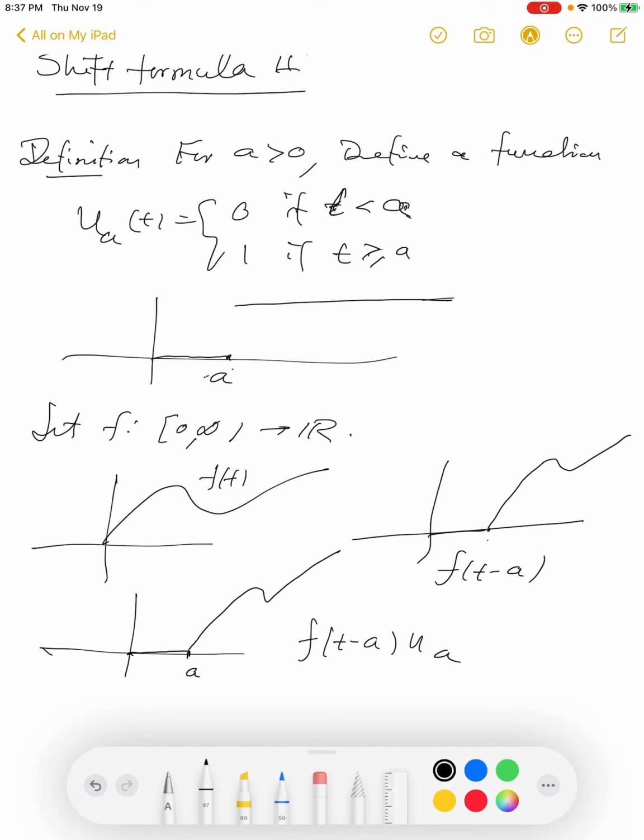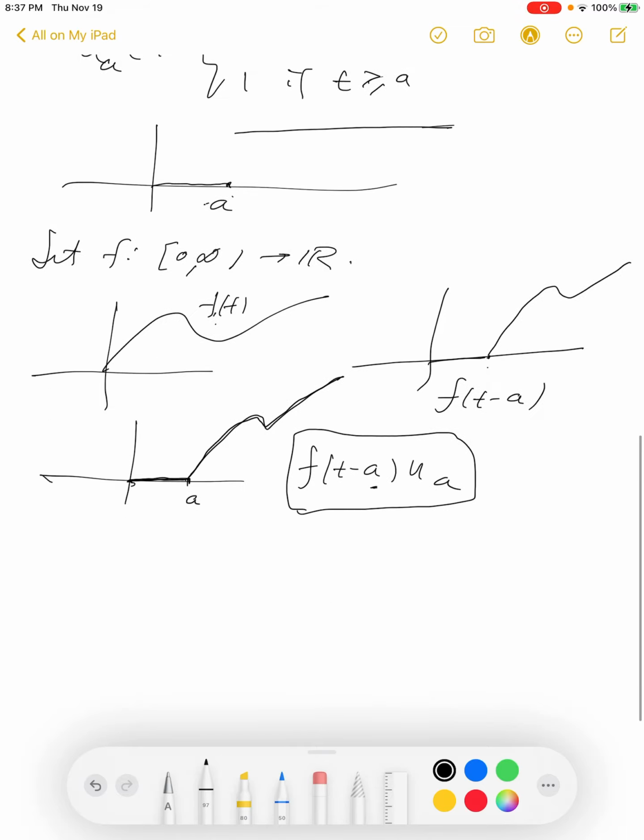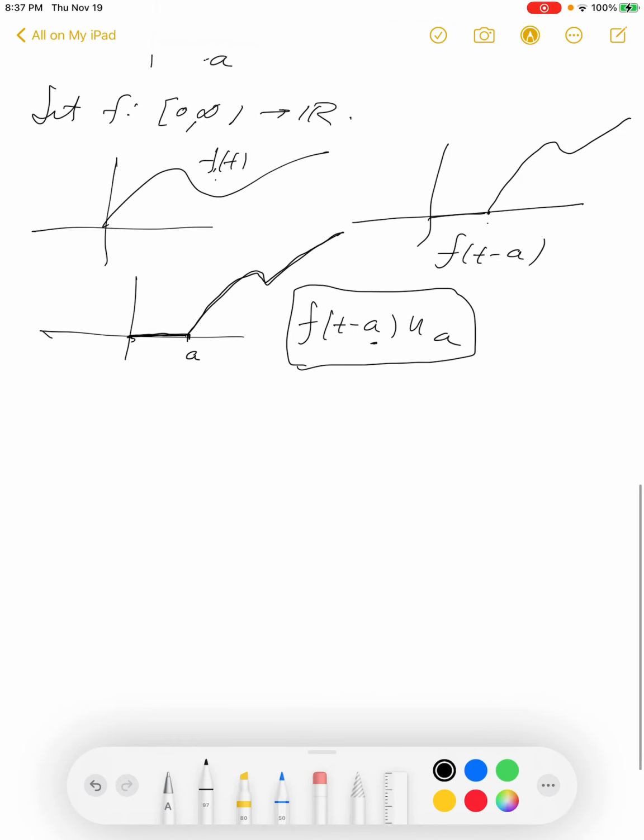So this function, given a function f, in terms of the graph of f, you take a function whose graph is obtained from the graph of f by pulling the graph of f to the right by amount a and making the function 0 between 0 and a. That function is f of t minus a times u_a. So the shift formula 2 is going to tell you something about the Laplace transform of this function.